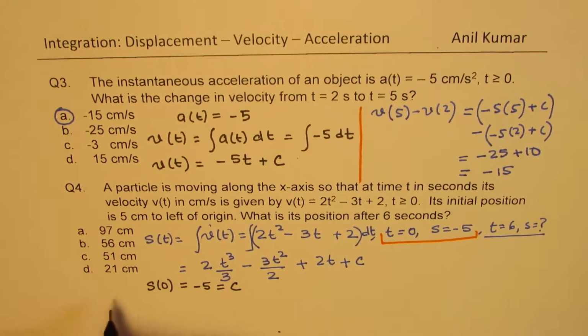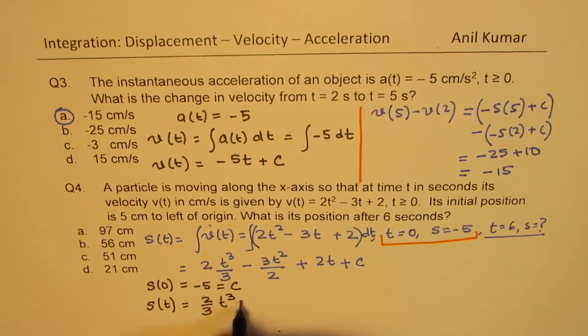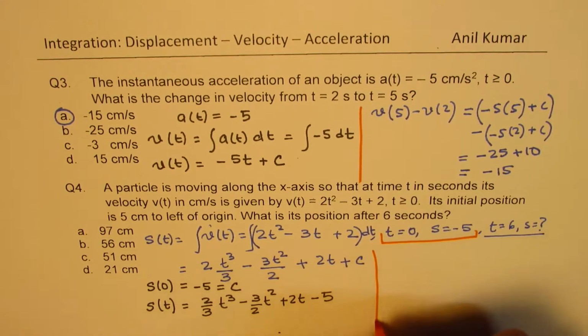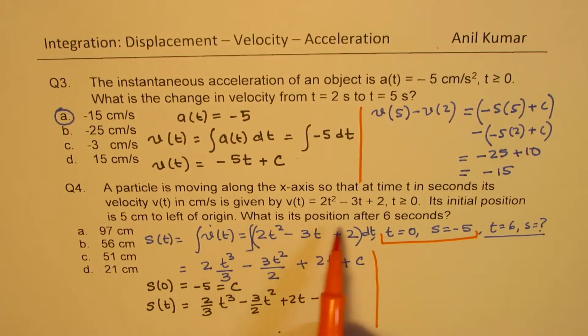So you can get the expression for s of t. s of t is equal to 2 by 3 t cube minus 3 by 2 t square plus 2t minus 5. So that is the expression for displacement. Now what is the position after 6 seconds? So we'll write 6 here and calculate, right?